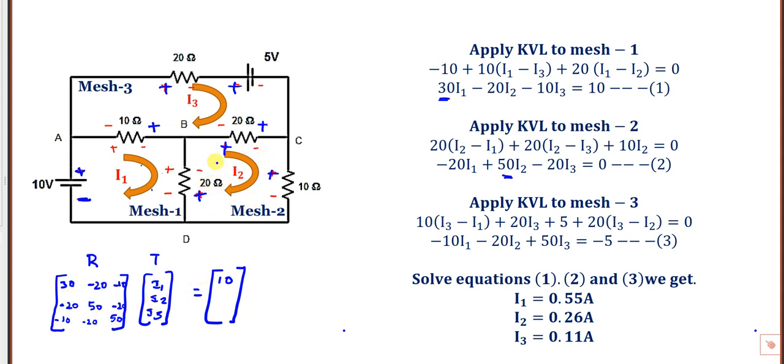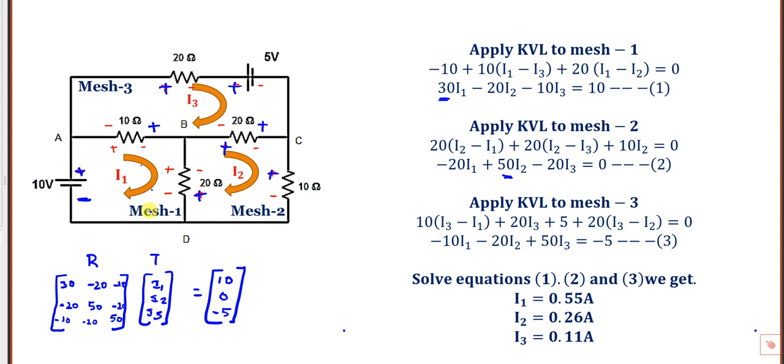And is there any voltage source in mesh 2? There is no voltage source in mesh 2, so it is 0. And is there any voltage source in mesh 3? In mesh 3, we have 5 volts. And for this 5 volts, while writing KVL in the clockwise direction, first we got plus to minus, so we got plus 5. If you bring it to the right side, you'll get minus 5.